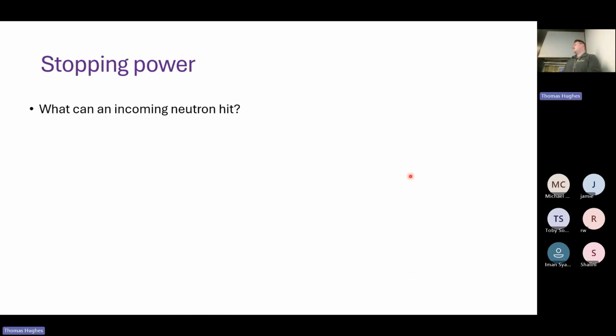So what can an incoming neutron hit? It's essentially only two things it can hit, right? What can it hit?